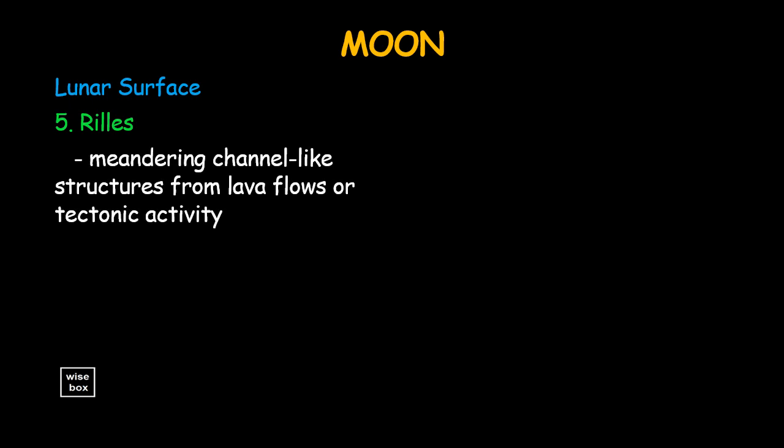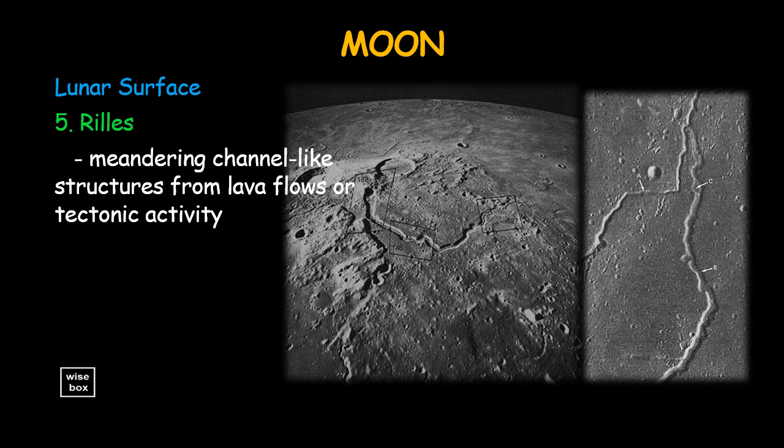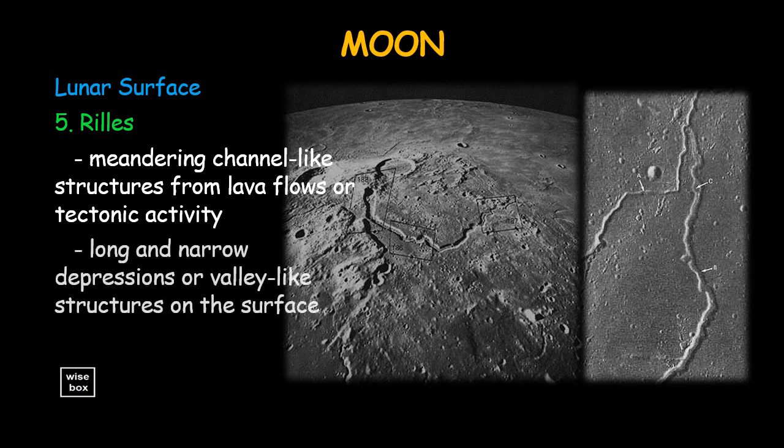Additionally, the Moon's surface features include rilles, which are meandering channel-like structures, thought to be the result of ancient lava flows, or tectonic activity. This can be described as long and narrow depressions, or valley-like structures, on the Moon's surface, and appears to have been formed by subsidence, or collapse of the surface.